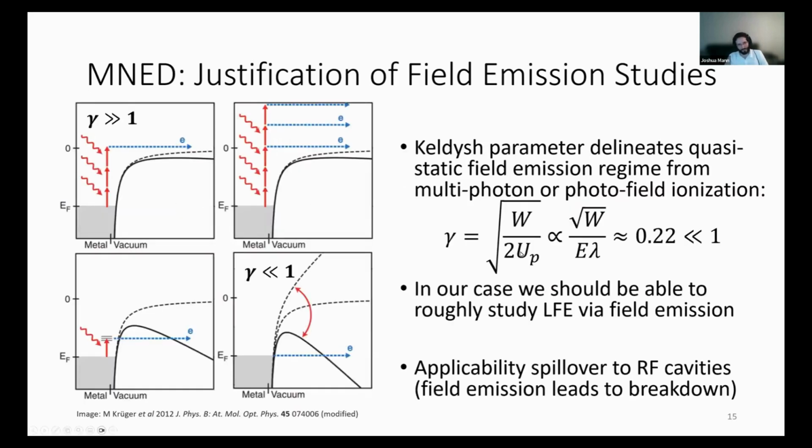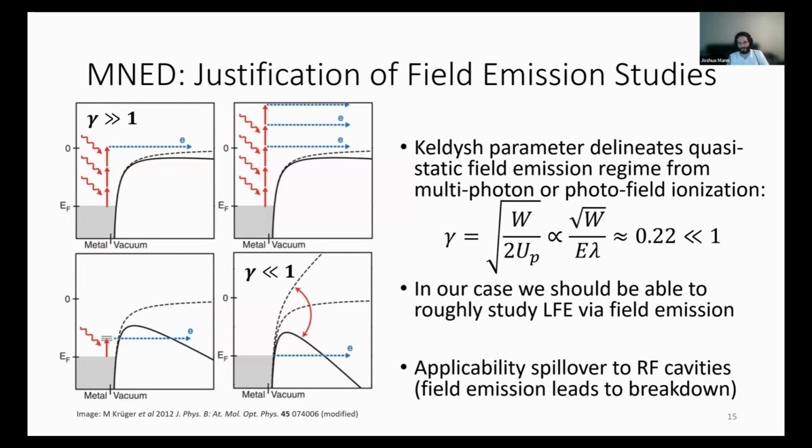So I've been going back and forth between photoelectric effect and field emission and laser field emission. At this point, I feel the need to justify why we can look at field emission if we're really illuminating the structure with a laser. There are several checkboxes we have to check off to make sure we can actually do this study, but probably the biggest one is the Keldysh parameter.